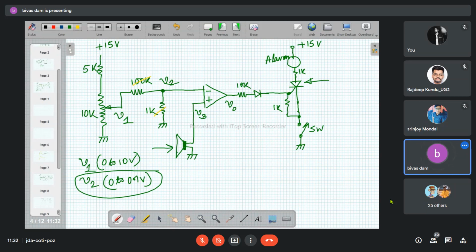Once you put off or disconnect the switch SW, then only the alarm will be turned off. Is it clear? Yes, sir. So this, sir, is exactly how the clap switch normally works.